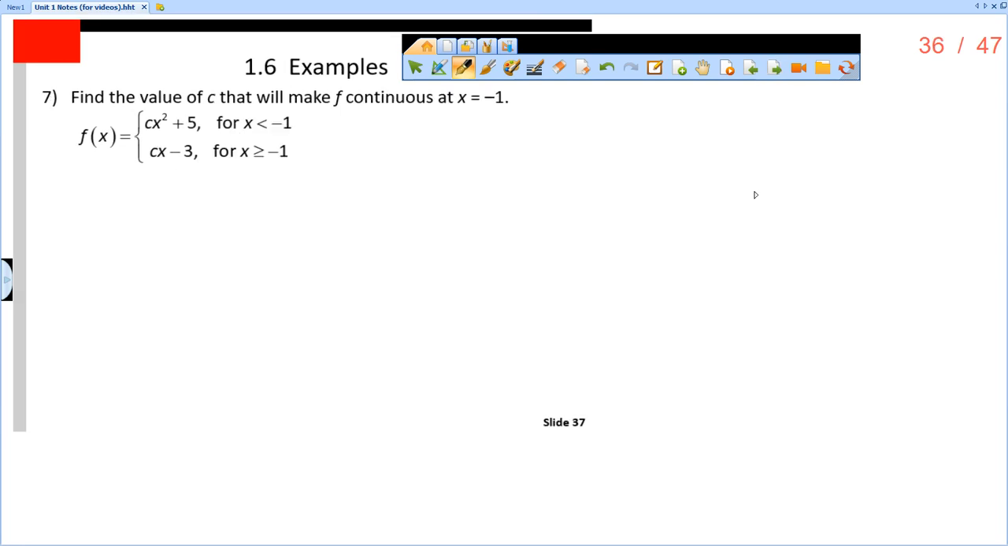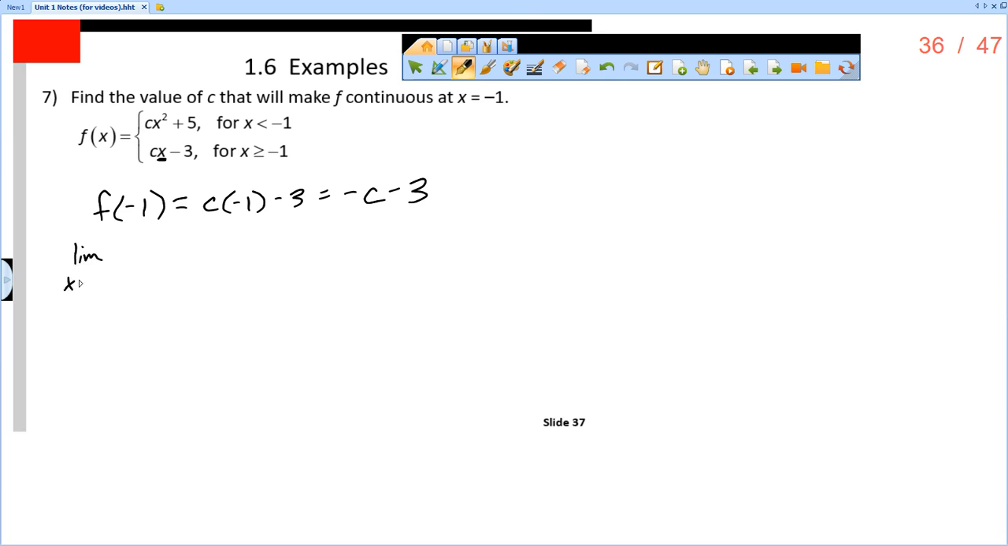All right, and then slide 37 is similar as well. Kind of the same idea. So now it says find the value of c that will make f continuous. What does it mean to be continuous at x equals -1? That means that f of -1 is going to have to equal the limit as x approaches -1. So what is f of -1? Well, that would mean I plug -1 in for x in the bottom piece. So that means c times -1 minus 3, or negative c minus 3. Okay, now that's f of -1.